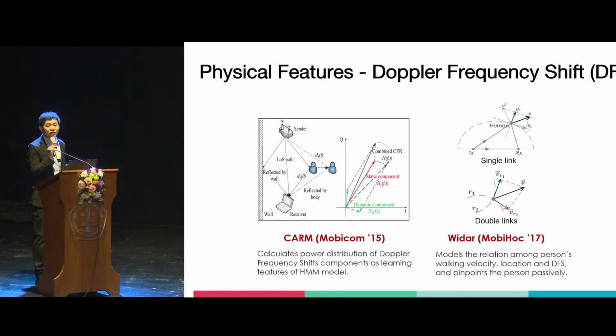So besides angle and distance, we know that speed is another important piece of information. So research works like CARM and Widar introduce Doppler frequency shift, DFS for short, as a new feature. CARM analyzes the power distribution of DFS components to describe nearby human motions and uses it as input to an HMM. Widar uses the relationship between DFS, human speed, and position to achieve passive tracking of a human's walking trajectory.